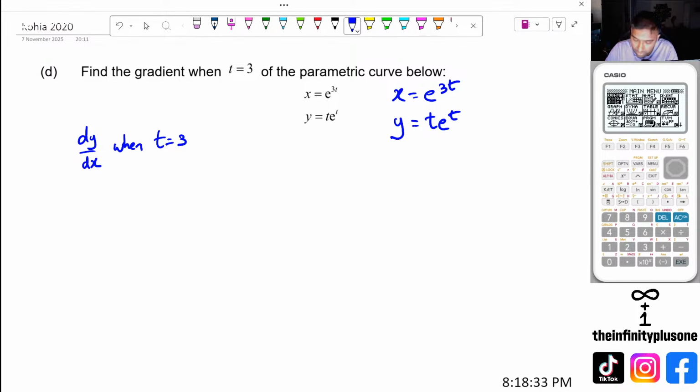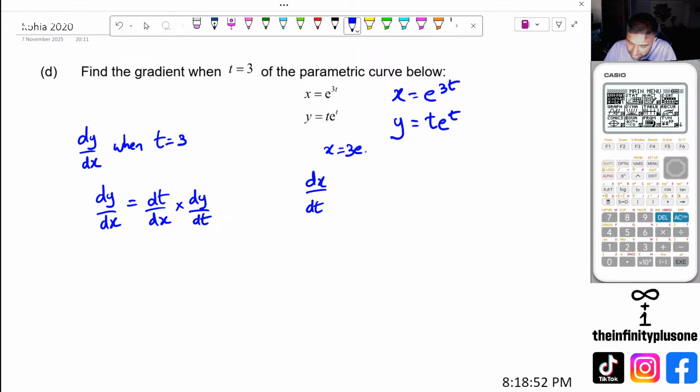So what you need to do is, firstly, remember that for parametric equations, dy/dx equals dt/dx multiplied by dy/dt. So I need to work out what dx/dt is first. Because x is equal to e to the power of 3t, dx/dt is going to be, I write everything as it is, e to the power of 3t, then multiply by the differentiation of whatever's in the power. In this case, that's going to be 3.